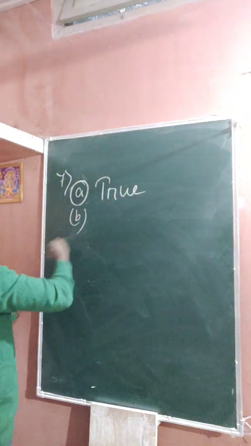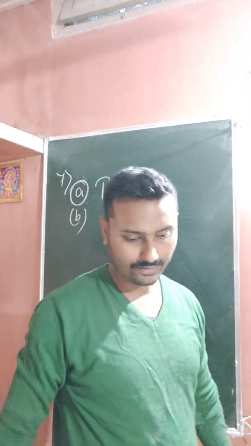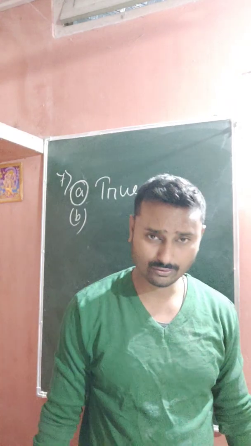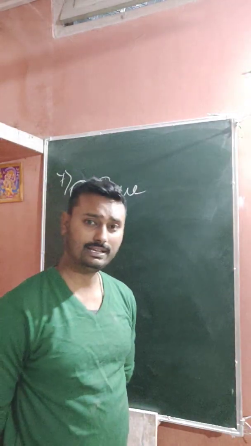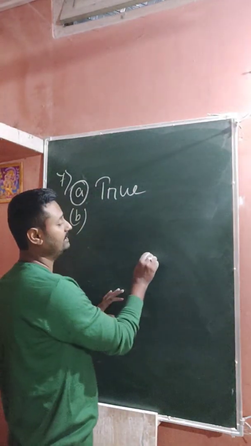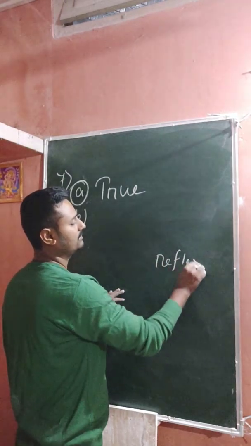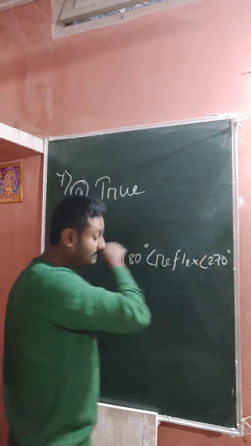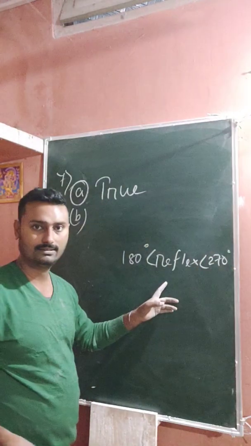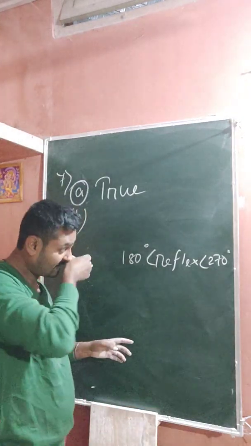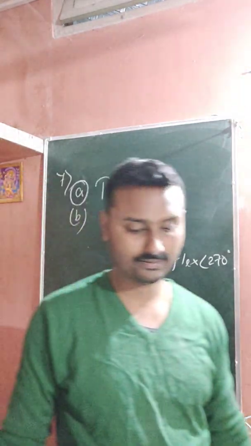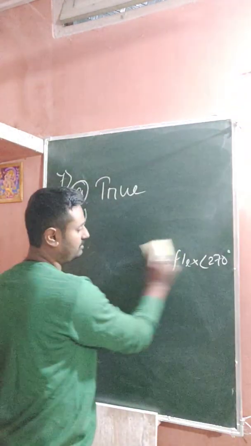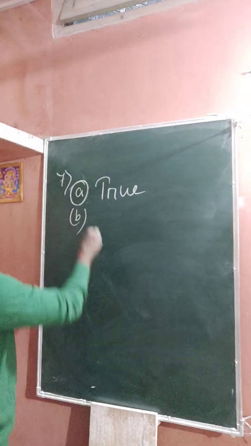Now comes question B. A reflex angle is an angle that is greater than a right angle but less than a straight angle. All of you know that a reflex angle is actually an angle greater than 180 degrees and less than 270 degrees. But here it is given as greater than a right angle but less than a straight angle, so actually that is an obtuse angle. So this one is false.